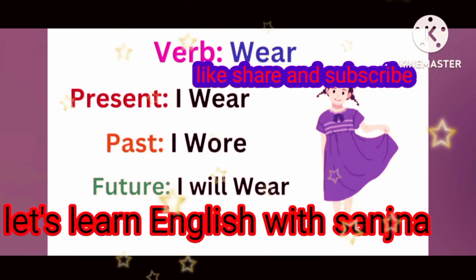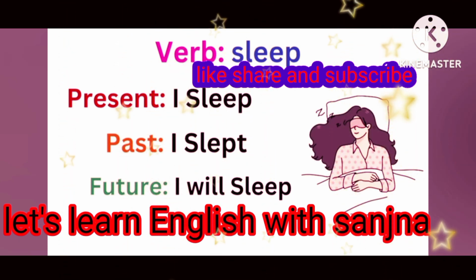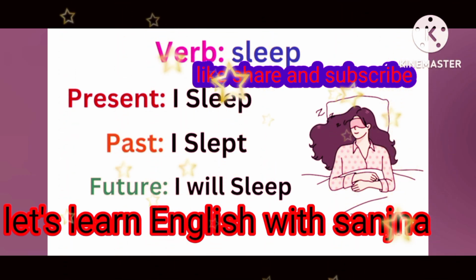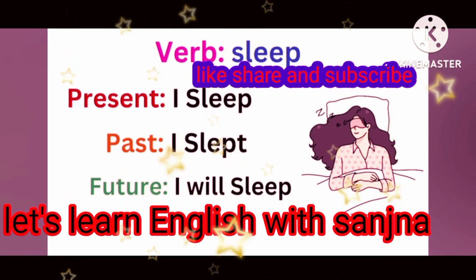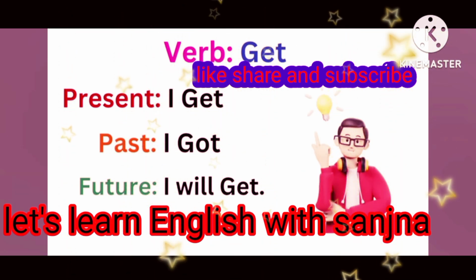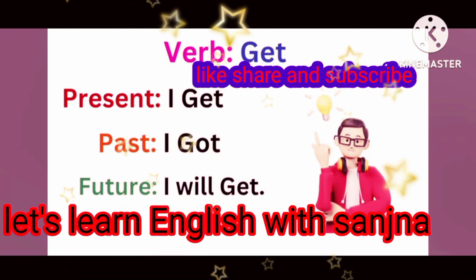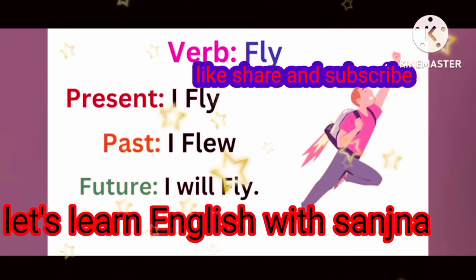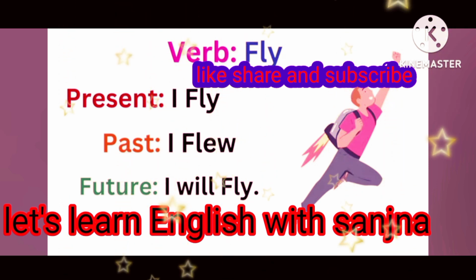Okay. Next is sleep. Present, I sleep. Past, I slept. Future, I will sleep. So next verb is get. Present, I get. Past, I got. Future, I will get. Next is verb fly. Present, I fly. Past, I flew.